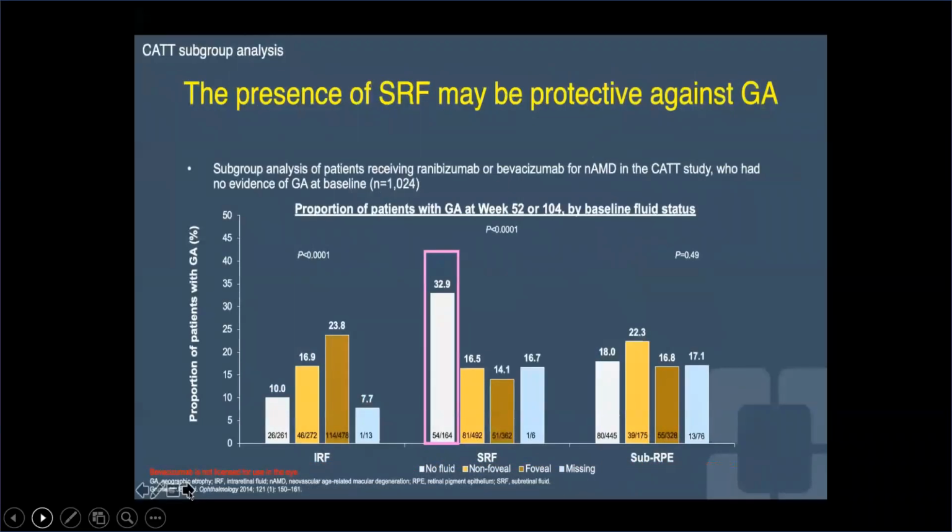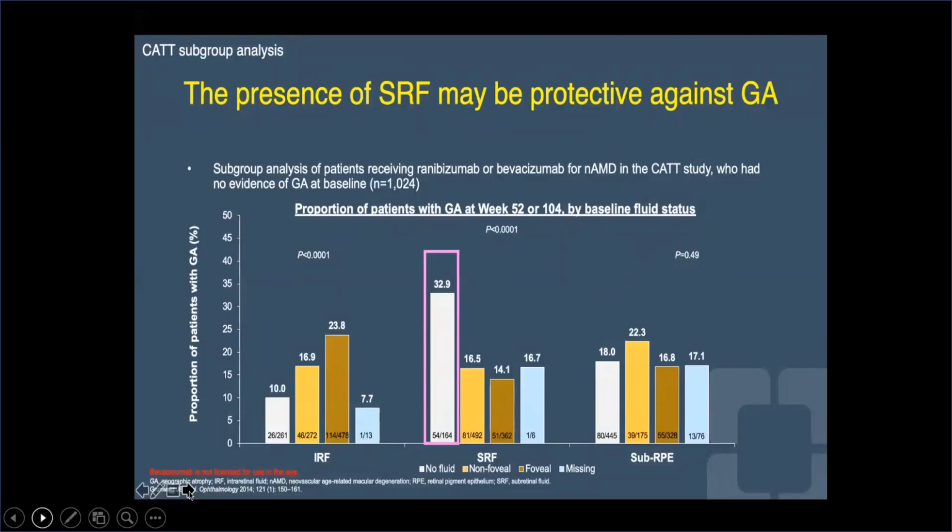So looking at these together, we have to look at why patients might lose vision over the long term. And one of the big things that we've learned is that patients might develop macular atrophy. And macular atrophy or geographic atrophy can occur in the setting of neovascular AMD. And what you can see essentially in this slide from the CATT trial was that those who had no subretinal fluid had a much, much higher proportion of geographic atrophy in comparison to those who did have subretinal fluid.